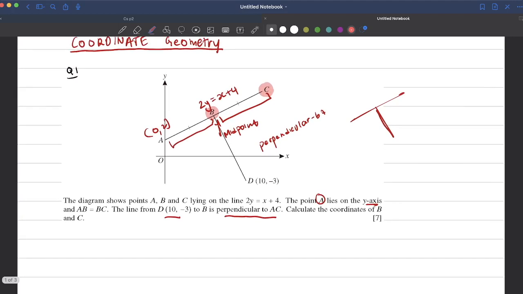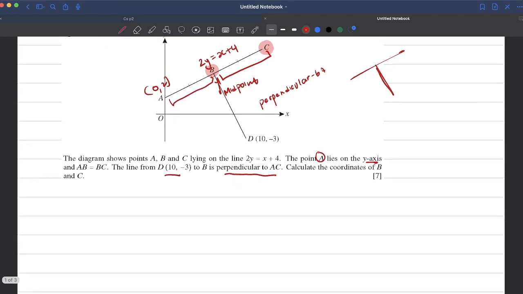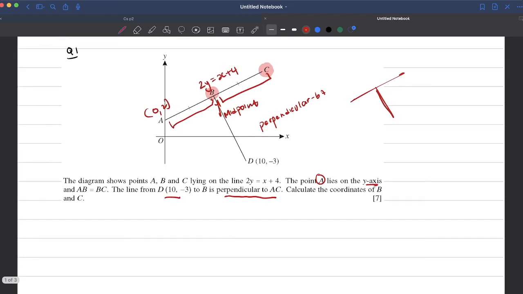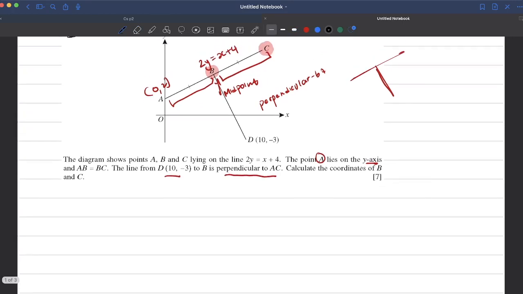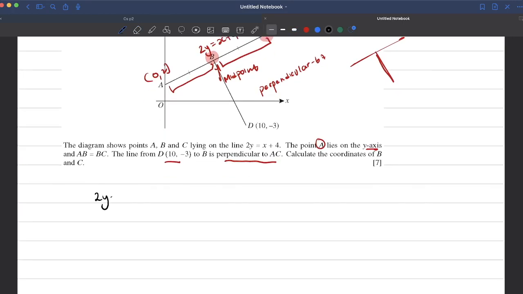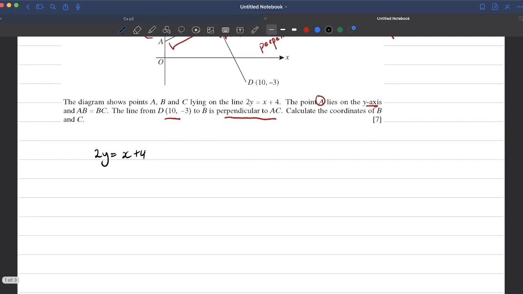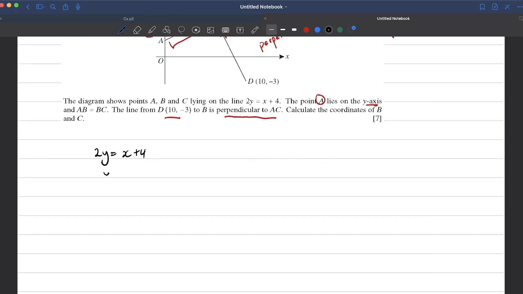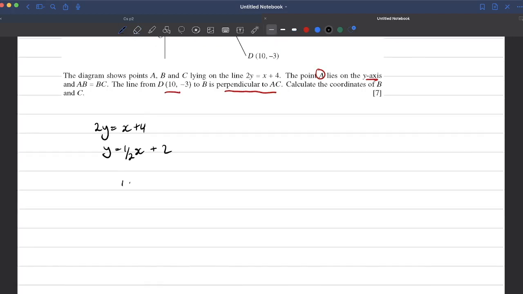Now that we have read the question, let's actually try to solve it. Okay, first things first, I need to find the equation of this line right here, B to D. And how will I find that? I can find the gradient because it's perpendicular. So let's try to find the gradient. We actually already know the gradient. We have the line 2y equals x plus 4. If it's perpendicular, the gradient is the negative inverse. So here the gradient is half. The gradient is half. So the inverse of that will be -2.